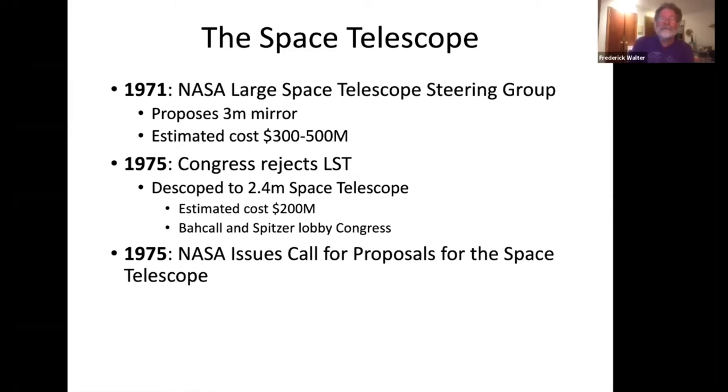NASA promptly de-scoped it. They took the word large out of the title. It became the Space Telescope, and it became a 2.4 meter mirror. And the estimated cost dropped to about $200 million. And John Bahcall and Lyman Spitzer, professors at Princeton University, spent a lot of time lobbying Congress, and they softened up Congress. In the meantime, NASA issued a call for proposals for the space telescope.